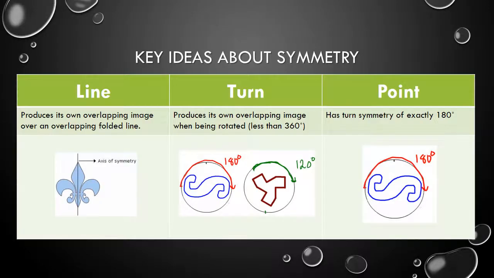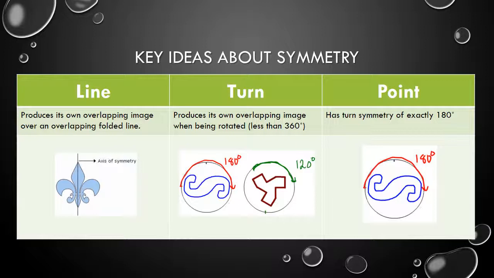And then we get to our key ideas about symmetry. So here are your 3: line, turn, and point. A line creates overlapping images based upon a fold line, which we call the axis of symmetry. Then we have turn symmetry. That's the ability to rotate a figure and create an overlap.